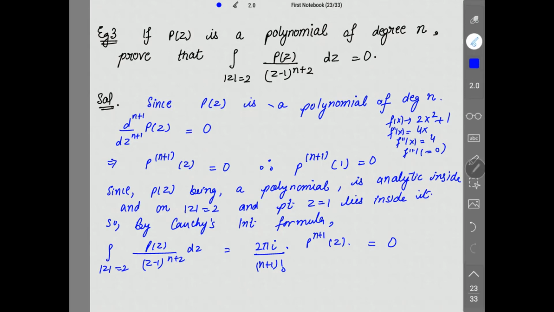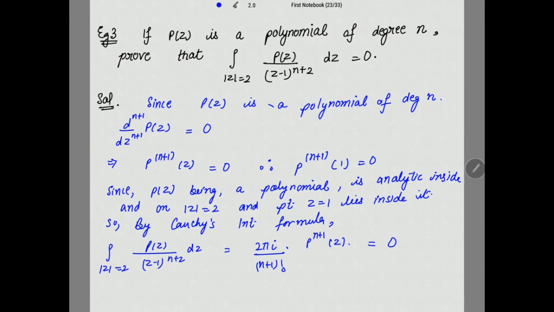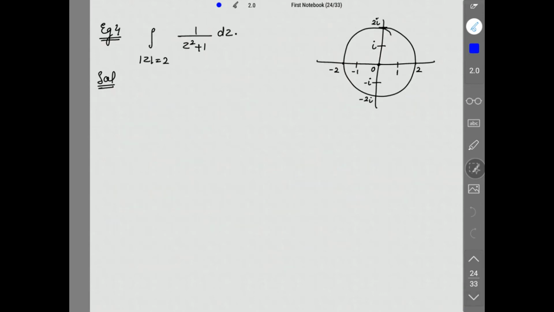Now is it clear? Okay, next. This is a quite interesting one. Now here it is given that the integral over the circle |z| = 2 of 1 over (z² + 1) dz is given. Now how to solve this? What is your f(z) here? Your f(z) here is 1.